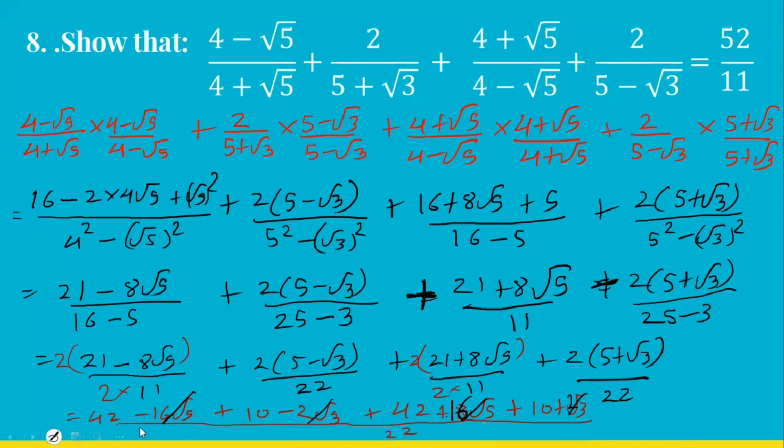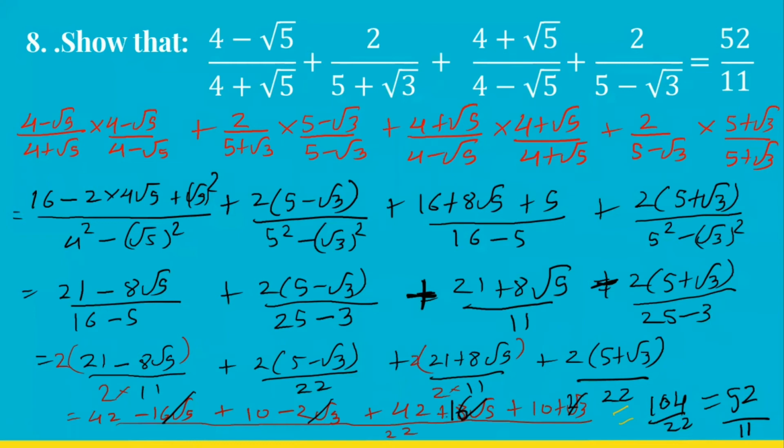Now this is 42 plus 10, plus 42 plus 10, that is 84 plus 20, we get 104. 104 upon 22, divide by 2 both, we get this as 52 upon 11. 104 divided by 2, we get 52. 22 divided by 2, we get 11. This is how we have simplified this as 52 upon 11, and we have proved that LHS is equal to RHS. Got it? It's easy.